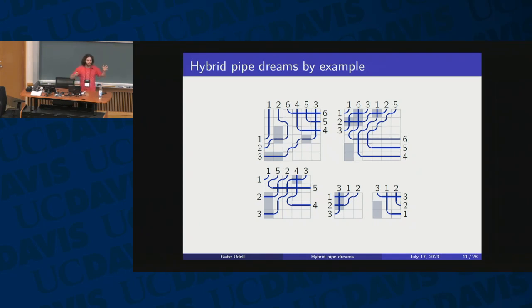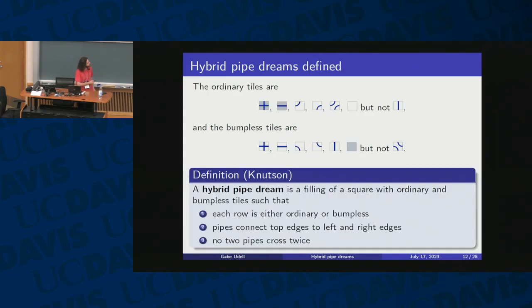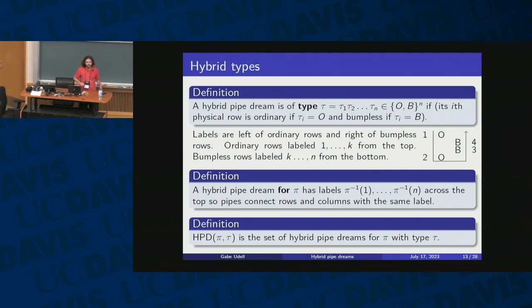Also, pipe dreams and bumpless pipe dreams are both types of hybrid pipe dreams. It's just a pipe dream where all the rows are ordinary rows or all the rows are bumpless rows. So here's all that now in words, where these are ordinary tiles, those are bumpless tiles. Each row is either ordinary or bumpless, and pipes are connecting the top to the left and right, and no two pipes are crossing twice. It's a little bit dense in this slide, but it's okay.